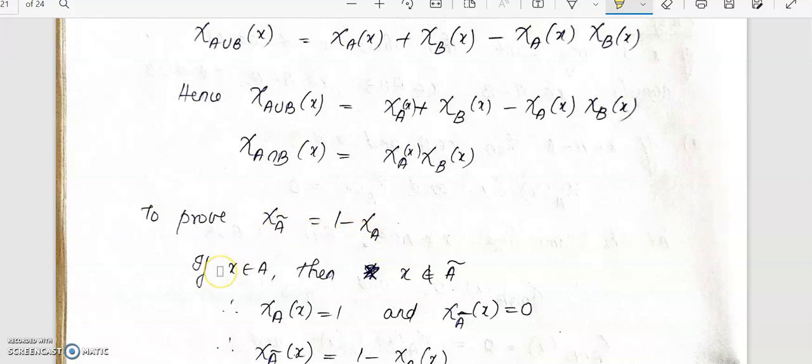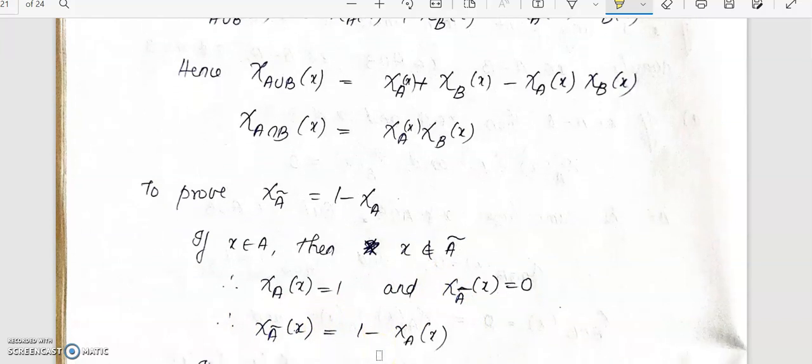So take an x belongs to A. So if x belongs to A, then x does not belong to A complement. So chi A of x will be equal to 1 and chi A complement of x will be 0. So you will get chi A complement equal to 1 minus chi A of x.